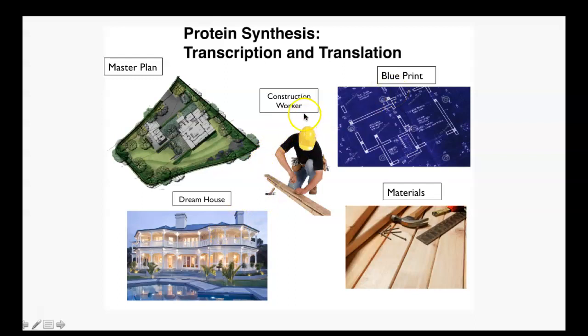Next, okay, each construction worker is going to need a copy of my master plan, because remember, my master plan cannot get damaged. So we need to make copies of that master plan. So what do we call copies of the master plan or the original copy? We call them blueprints, and blueprints are just copies of the master plan, and it's okay if we damage them or we lose them, because we can just make more copies over and over and over.